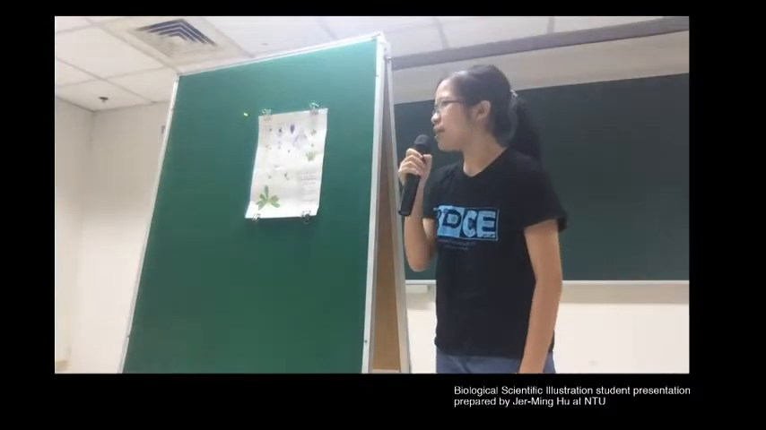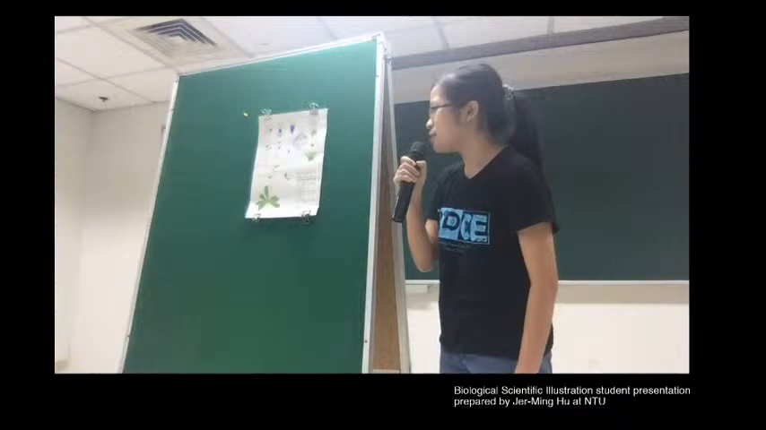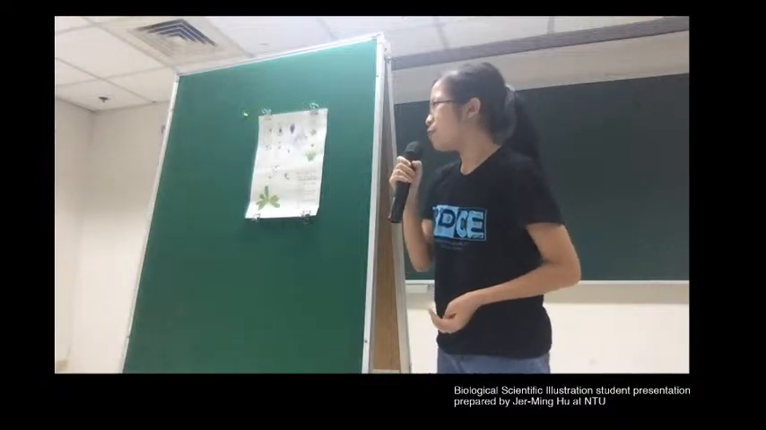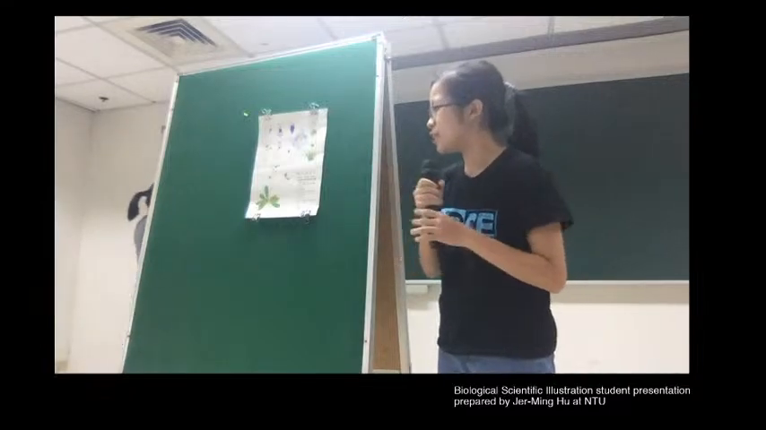Hello everyone, my name is Su Yijia, and the topic of my illustration is Mesophoria. This species is a common endemic species in Taiwan. We often see this species on the medal in our college. So I want to use my illustration to introduce this beautiful species.